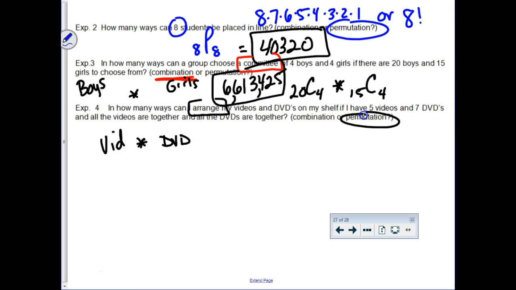So what are we doing here? I have 5 videos, so 5 permutations of 5 times 7 DVDs, so 7 permutations of 7. And when you multiply them together, you get a gigantic number, 604,800.